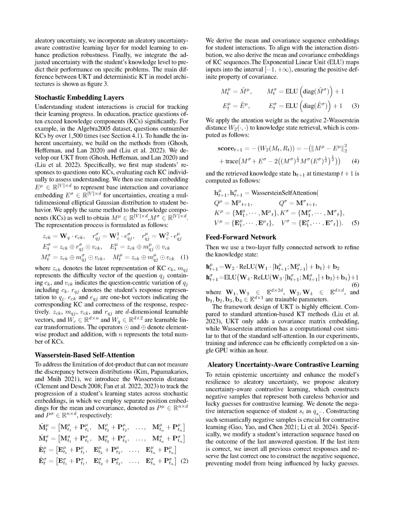Section Summary. In this section, we develop a framework for understanding student interactions by mapping their responses to knowledge components, KCs, and representing them using mean and covariance embeddings to capture uncertainties in learning. We also introduce a Wasserstein-based self-attention mechanism to track learning progression and employ aleatory uncertainty-aware contrastive learning to enhance model resilience by constructing negative samples that reflect both careless behavior and lucky guesses.